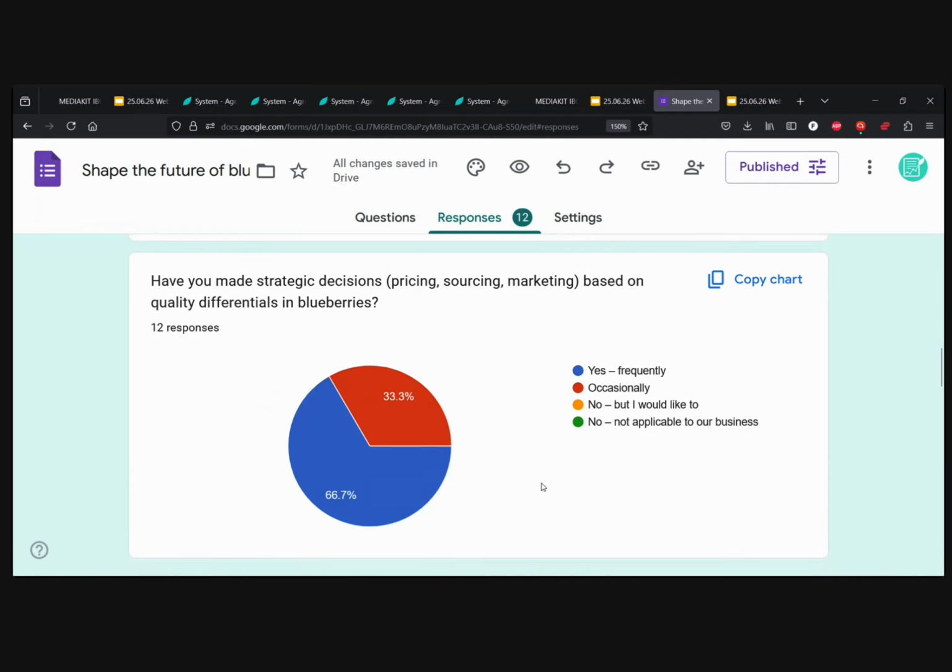Have you made strategic decisions, pricing, sourcing, marketing, based on quality differentials in blueberries? And this is encouraging. Everybody said yes, frequently, or occasionally. So at least it's part of the conversation, and that makes me very content.